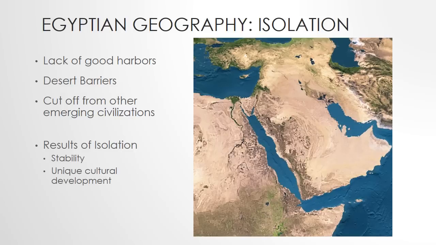The results of this isolation were twofold. One is that Egypt was very stable. It was easily united from within because of the Nile, but it was not easy to interfere with Egypt because it was protected in these ways. Either by land or by sea, Egypt was inaccessible, and thus they were safe from outside invasion, at least for a while. Another thing that it does is it allows Egypt to develop a unique culture, and we'll see as we go on how different Egyptian culture is from Mesopotamian culture.